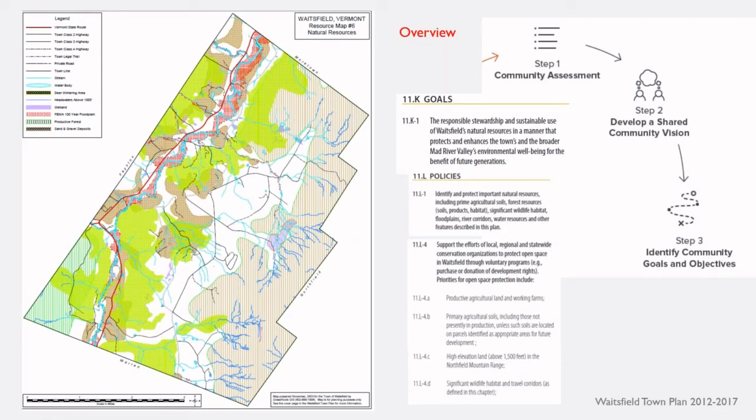Some of their policies also prioritize areas for open space protection. They've identified that they want to protect land above 1,500 feet in the Northfield Range, on the east side of town, the high elevation lands in that section of town. They've also identified that they want to prioritize significant wildlife habitat and travel corridors in their open space protection planning.